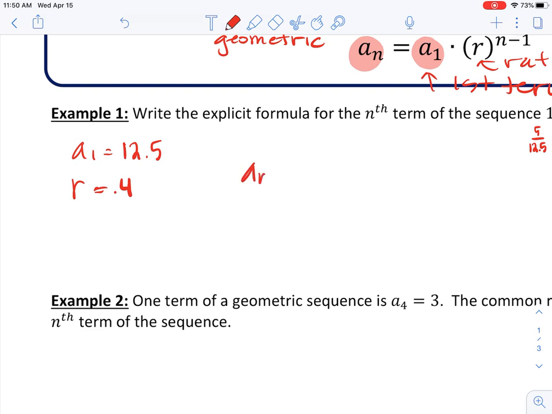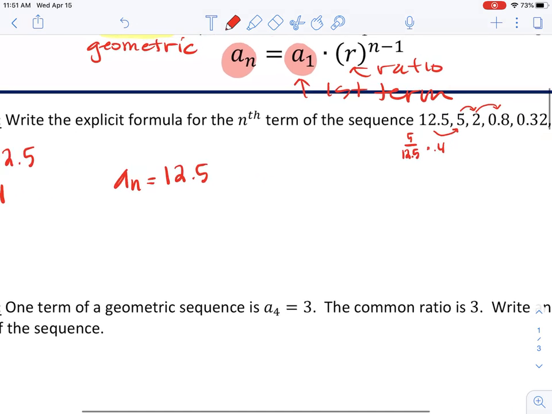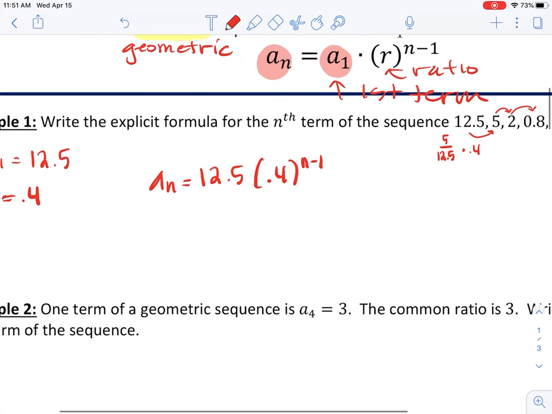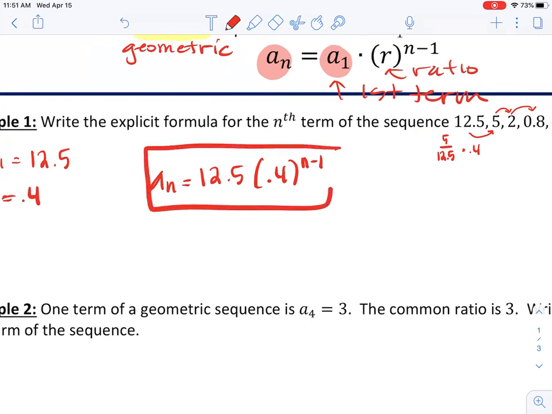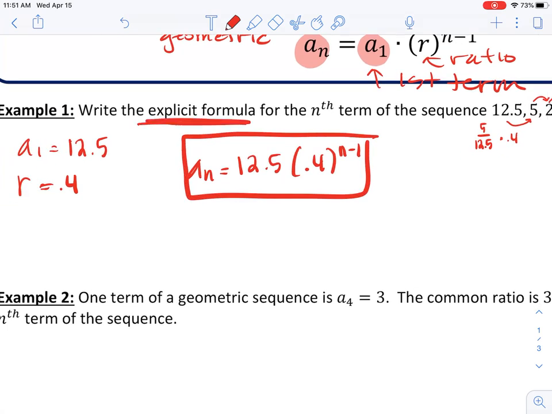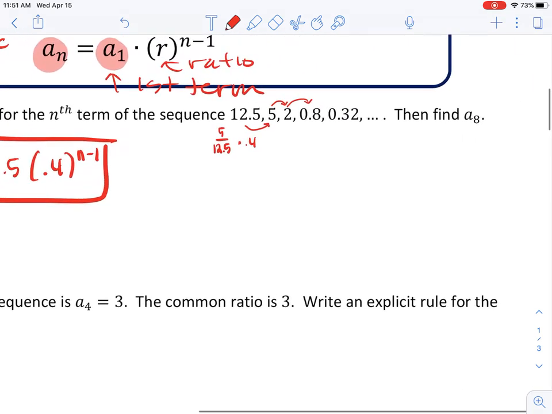All right, so here's my rule. A sub n equals a sub 1, 12.5, times my ratio, which I like to put in parentheses because otherwise it looks like this, 0.4, like that. Like it's just not good looking. So I like to put the ratio in parentheses, 0.4, to the n minus 1 power. Especially if it's negative, it looks horrific. Okay, so there's my rule. I got my rule. Write an explicit formula. That's done.